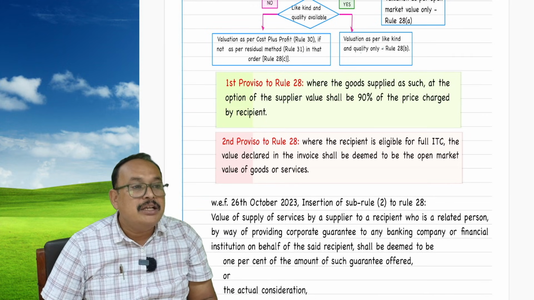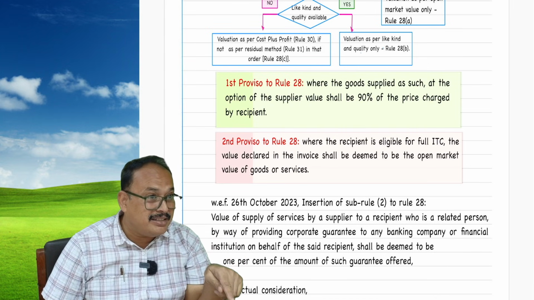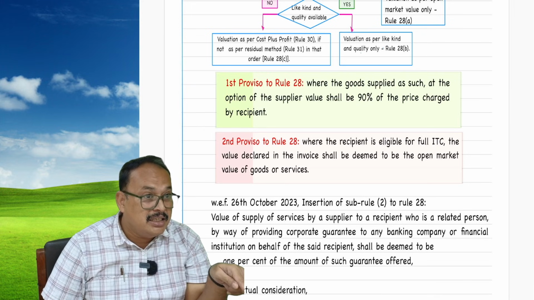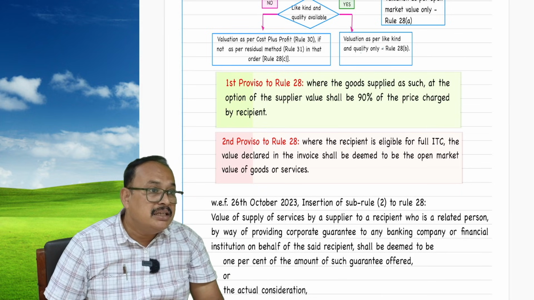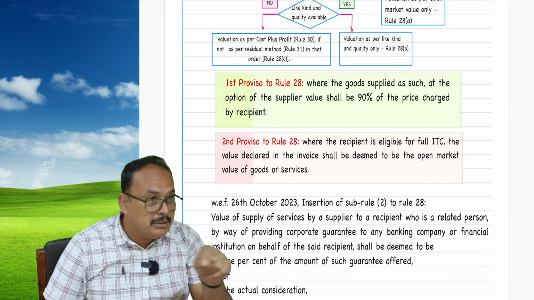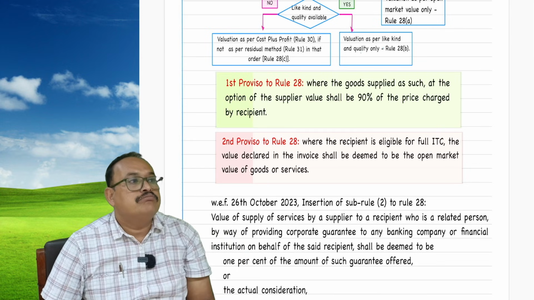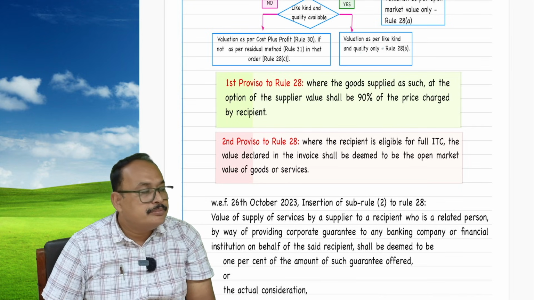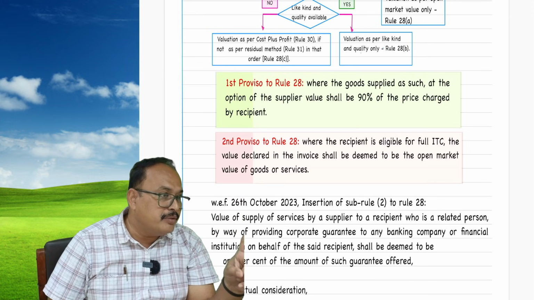Got the clarity? Suppose the recipient company is eligible to avail full ITC, then zero value shown by the supplier of the corporate guarantee is the open market value. That principle applies here also. You shouldn't apply 1%. Be careful.